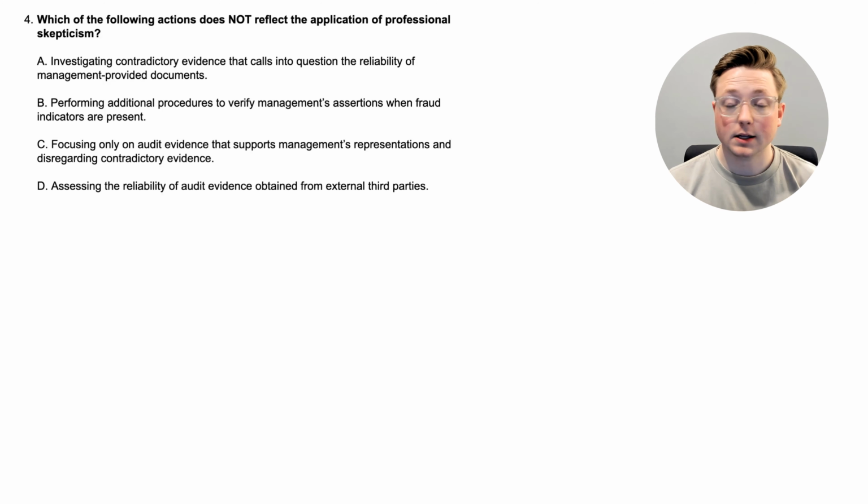Let's look at A, investigating contradictory evidence that calls into question the reliability of management provided documents. There's B, performing additional procedures to verify management's assertions when fraud indicators are present. There's C, focusing only on audit evidence that supports management's representations and disregarding contradictory evidence. And then there's D, assessing the reliability of audit evidence obtained from external third parties. Now, we learned about professional skepticism in question 1, so I think you can probably figure this out. If you don't already know the answer, pause the video, think about this, and when you're ready, come back, we'll look at the answer together.